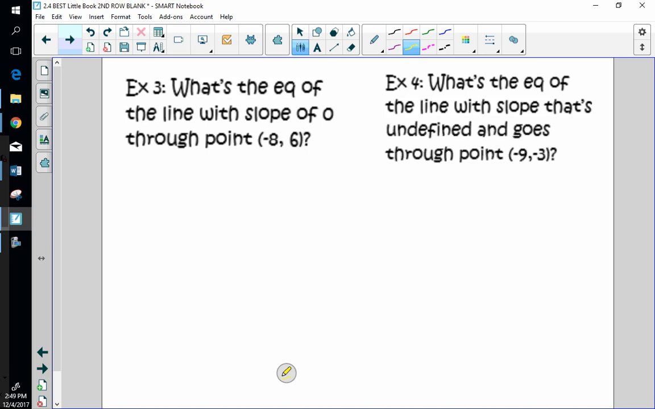Now for 3 and 4, these are those easy answers again. Remember, if we have something that's got a slope of 0, and you tell me he goes through this point, negative 8, 6, those are ones we don't have to do any work for. They're horizontal and vertical lines. Remember this.